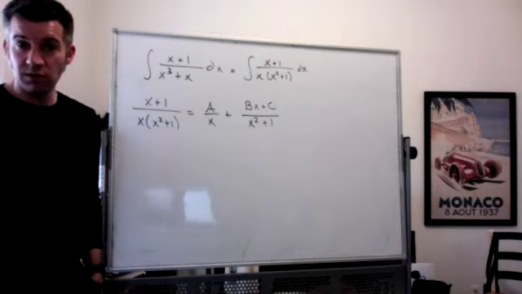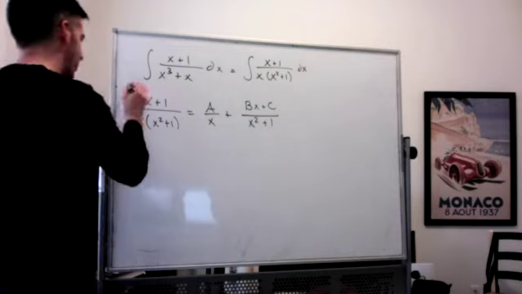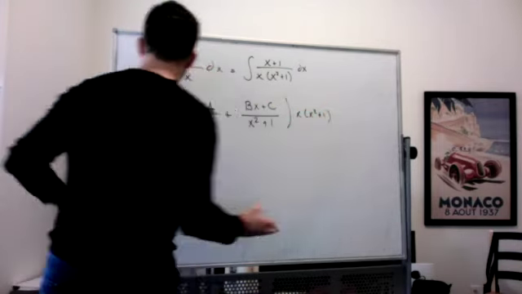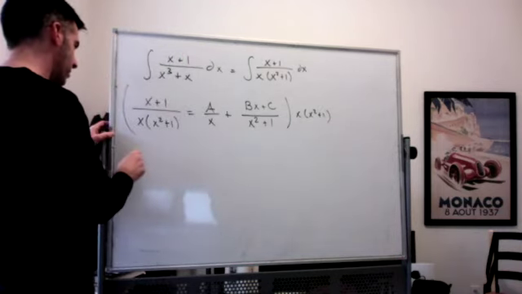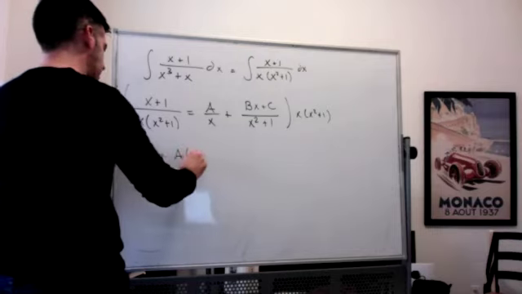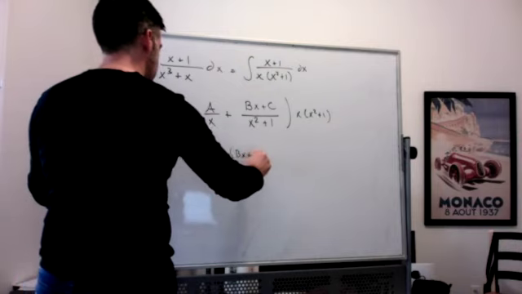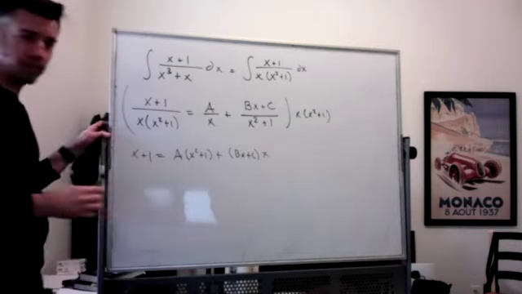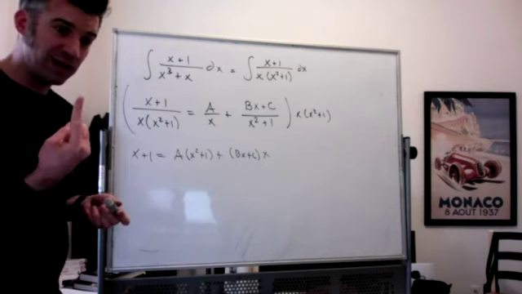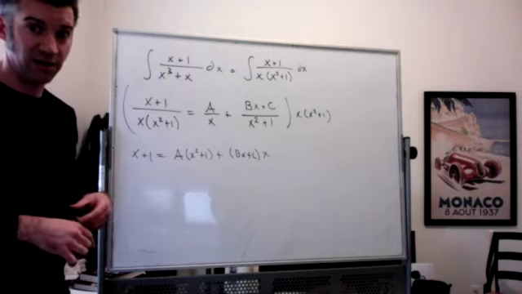And then we're going to do the usual stuff. We're going to multiply both sides by the common denominator. So I multiply everything by x times x squared plus 1. On the left, I get just x plus 1. On the right, I get a times x squared plus 1 plus bx plus c times x. And now you might notice there's only one convenient value of x. We're still going to use it. What's the value of x that makes things go away?